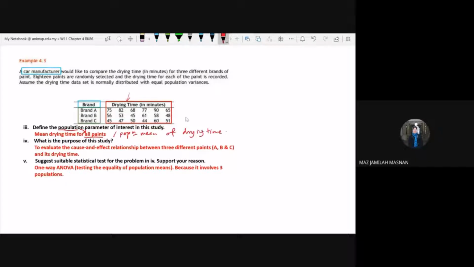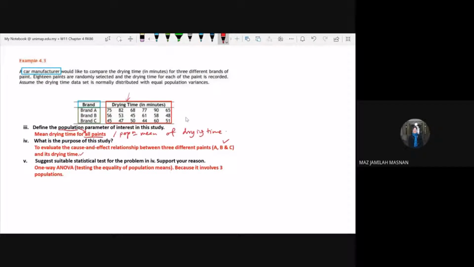Okay. Now, what is the purpose of this study? To evaluate the cause and effect relationship between three different pins, that will be A, B, and C, and their drying time. Because what is the effect? It is the drying time. What is the cause? Different pin type. So you need to understand the concept of cause and effect relationship. Okay, so that's what one-way ANOVA is all about.